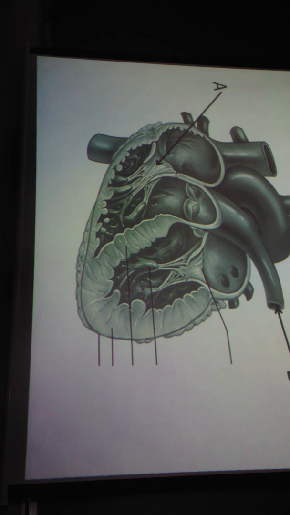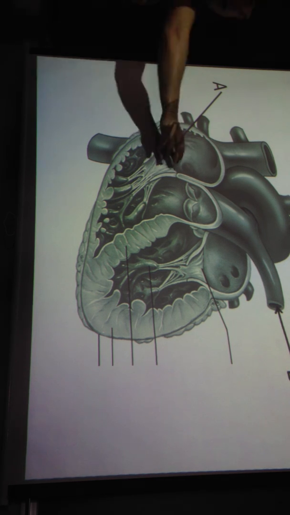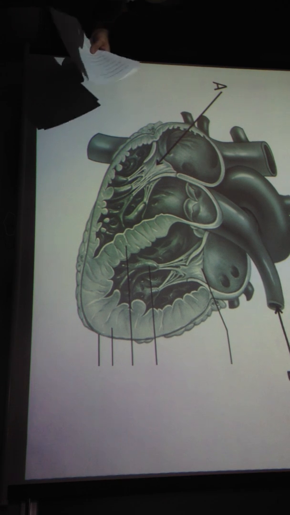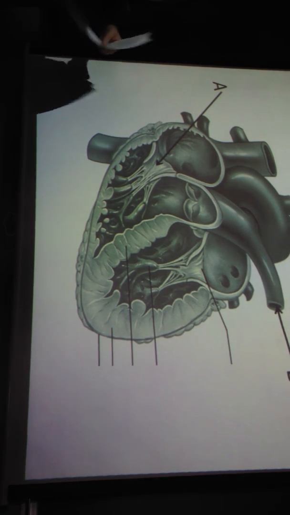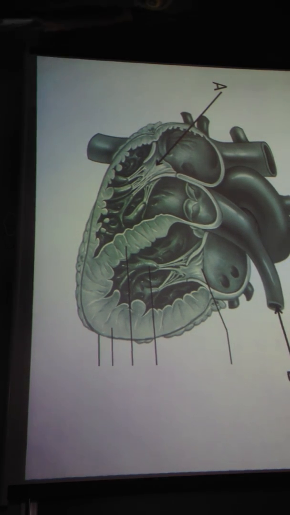Identify the structure indicated by A. Tricuspid valve. Try before you buy. So you could also call it the right atrioventricular valve. Right atrioventricular or tricuspid is fine with me. And identify the vessel indicated by B. Pulmonary artery.